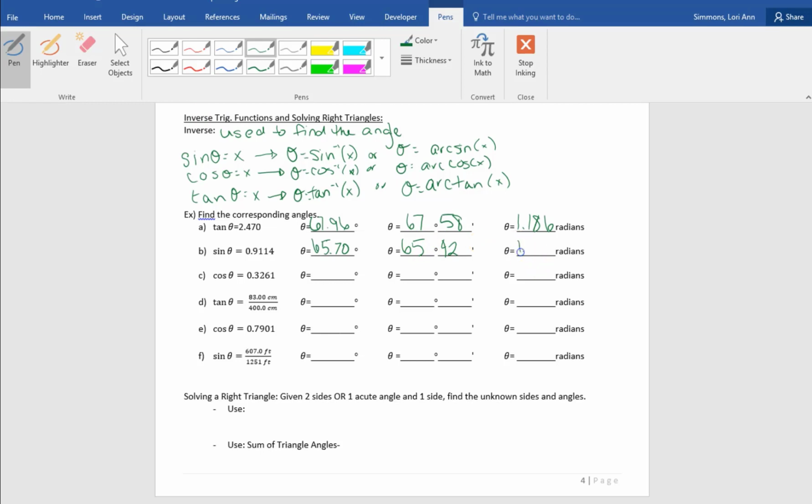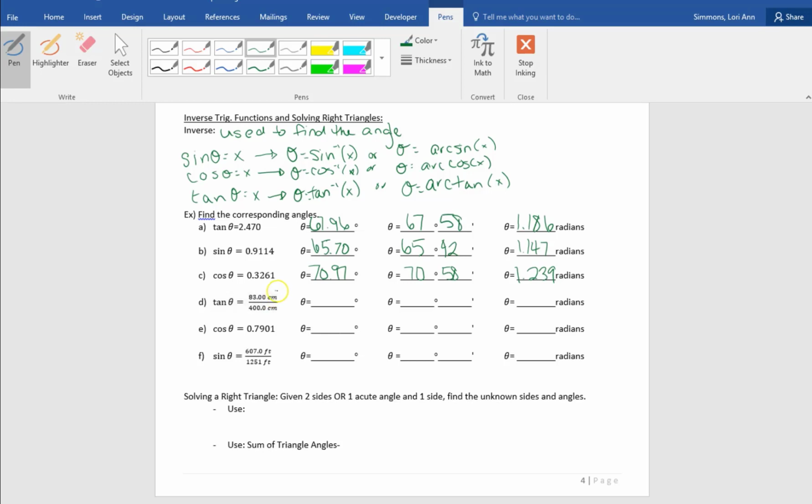And that's 1.147 radians. So please pause the video, try doing these on your own, and then play it to see if you got the answers correct. C would be 70.97. That's 70 degrees, 58 minutes, 1.239 radians.